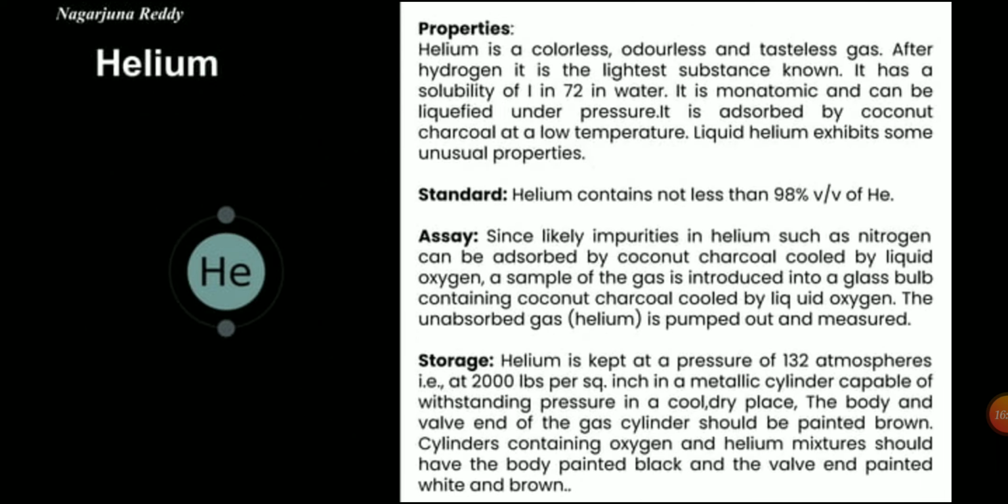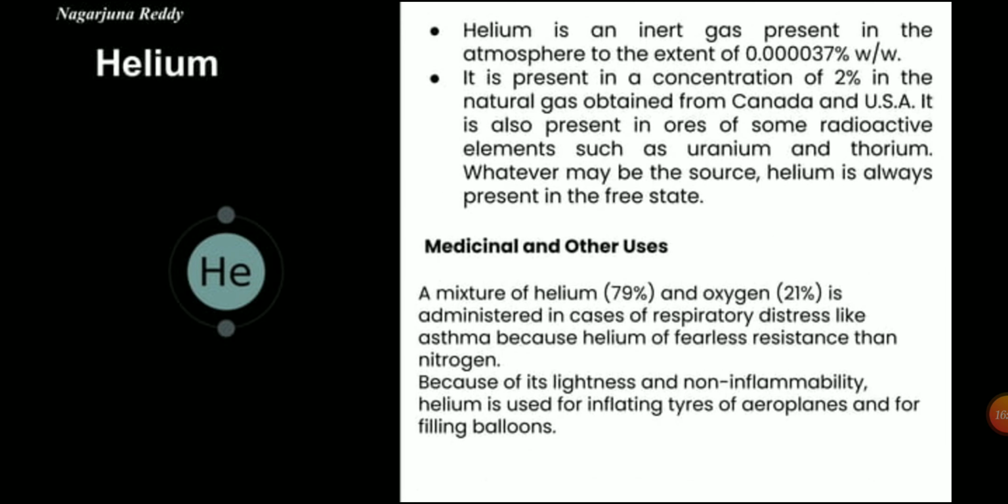Then next is helium. Helium is an inert gas present in the atmosphere. It is present in a concentration of 2% in natural gases obtained from Canada and the USA. It is also present in ores of some radioactive elements such as uranium and thorium. A mixture of helium 79% and oxygen 21% is administered in cases of respiratory distress like asthma, because helium offers far less resistance than nitrogen.